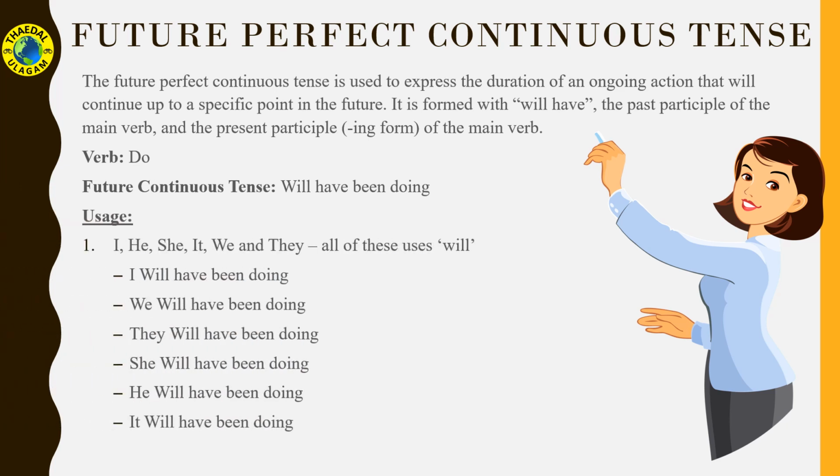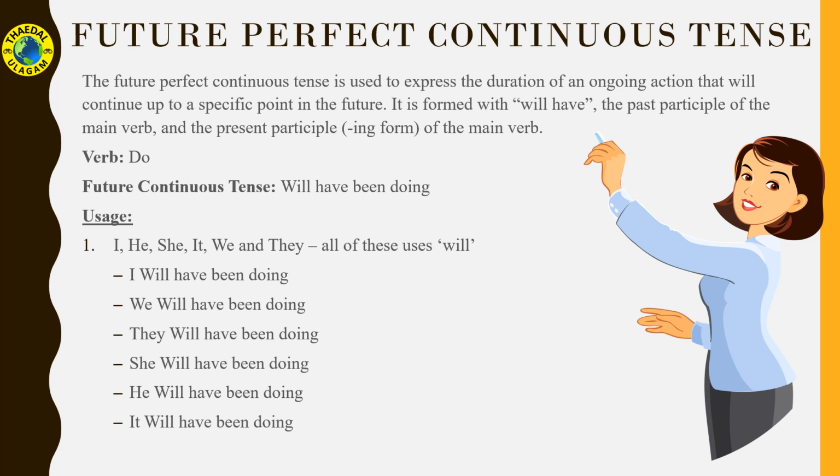Future perfect continuous tense. The future perfect continuous tense is used to express the duration of an ongoing action that will continue up to a specific point in the future. It is formed with will have, the past participle of the main verb, and the present participle, ing, form of the main verb. Consider the verb do. The future perfect continuous tense of the verb is will have been doing. Let's look at the usage.